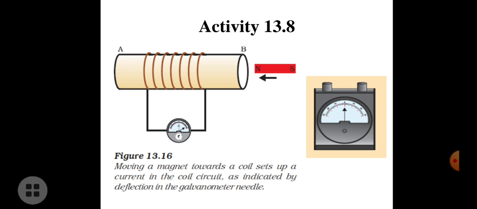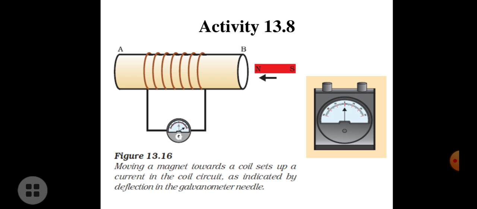So what can we conclude? We can conclude that either we move the coil or we move the magnet, a current is induced in the circuit. It means there should be a relative motion between coil and magnet. Then there will be current induced in the circuit. The more the speed of the movement, the more is the amount of current produced in the circuit.